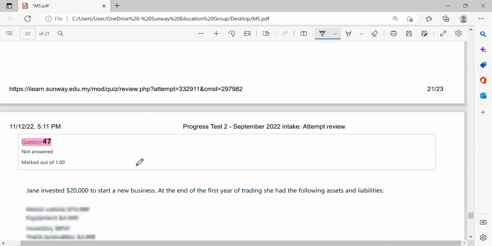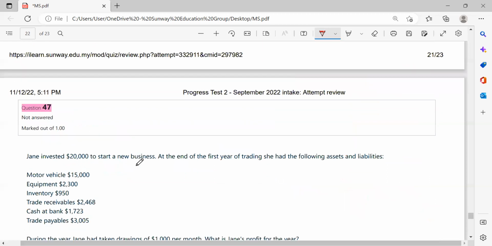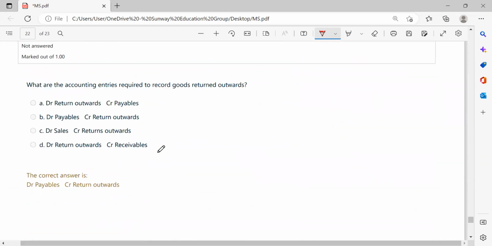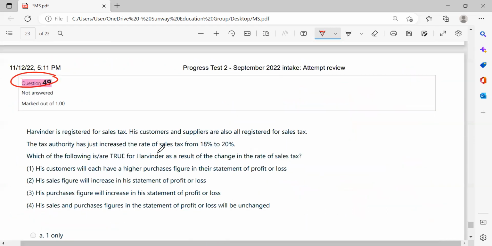Okay, moving on. Question 47. This is also a CBE question. Question 49. This is a CBE question as well.